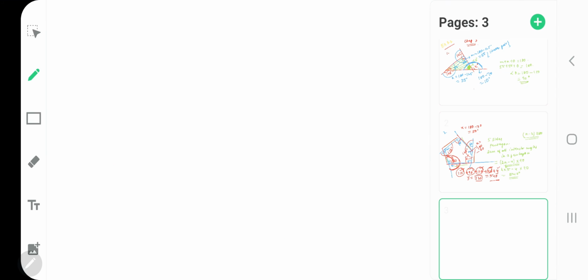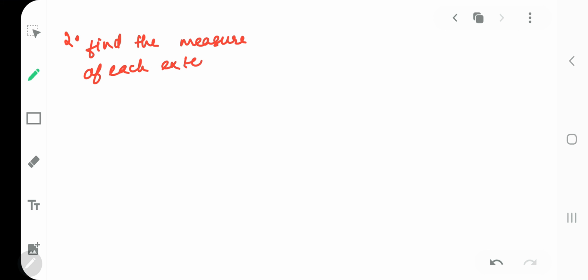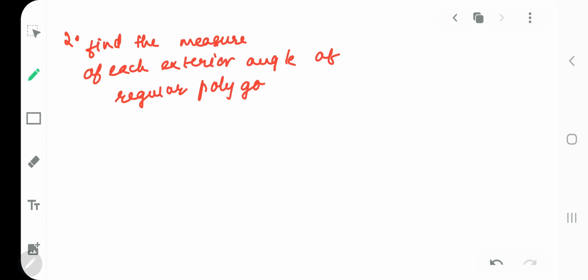Next we have problem number 2, which says: find the measure of each exterior angle of a regular polygon of 9 sides.